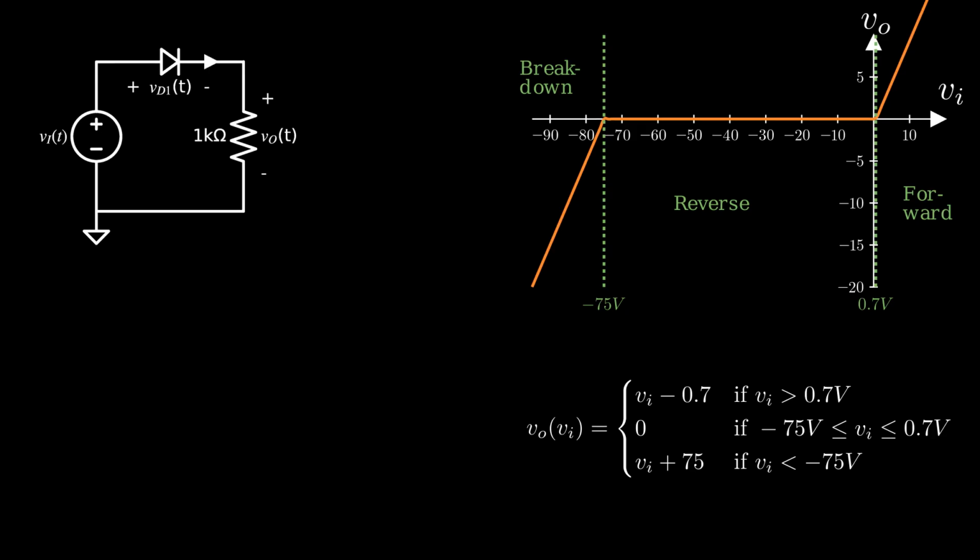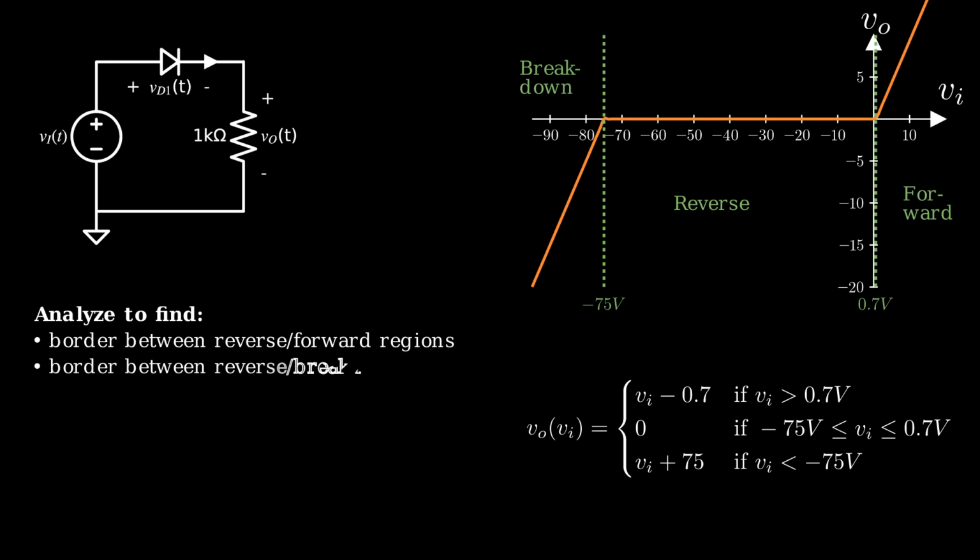There is a lot of information in either of these representations. That means we will do a lot of analysis to develop them. We need to find the input value that is the border between the reverse and forward regions. We need to find the input value that is the border between the reverse and breakdown regions. We need to find the relationship between the input and output for each of the three diode regions.